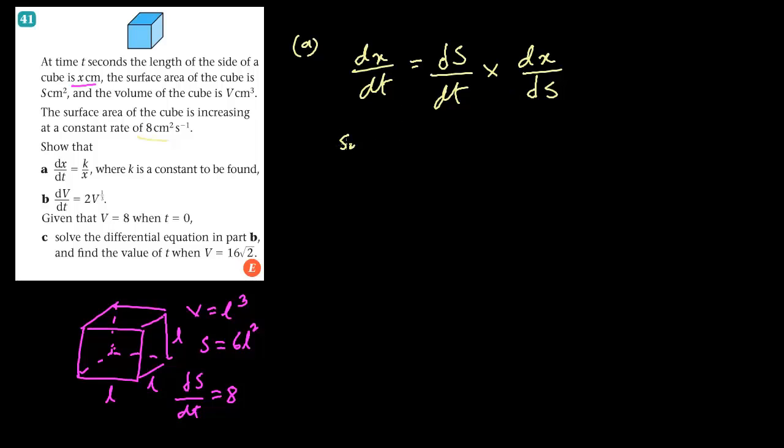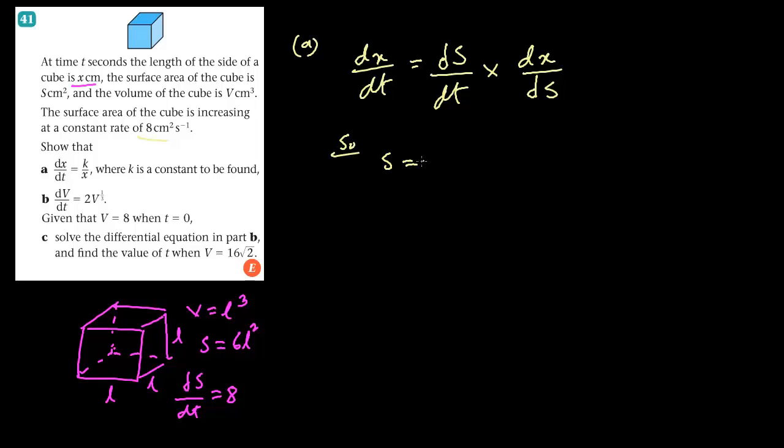So we have to find dx by dt. The unknown rate dx by dt equals the known rate ds by dt, which is 8, into the derivative dx by ds, so that ds cancels off. Usually surface area is given by the letter a, but here they're using the letter s. Sometimes they do it to check whether people are doing the sum from memory or understand the concept or not.